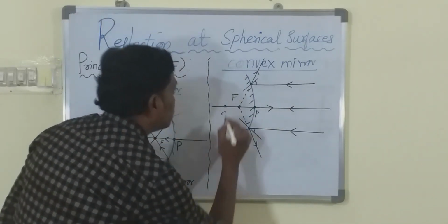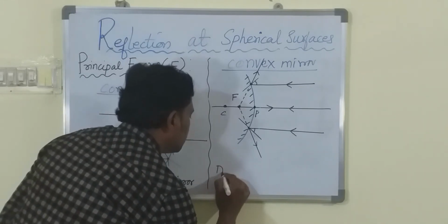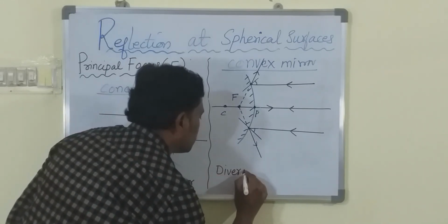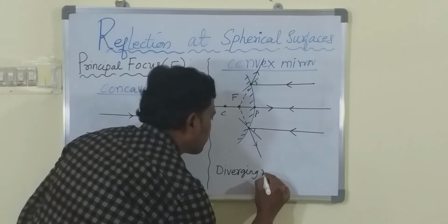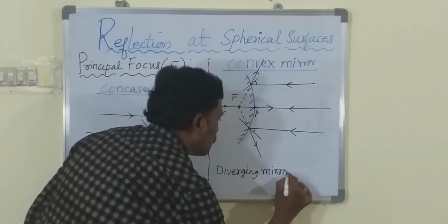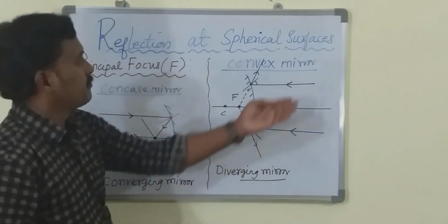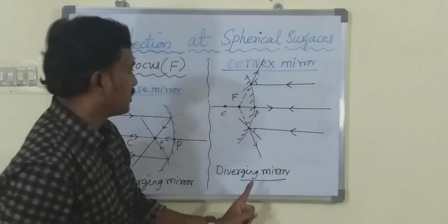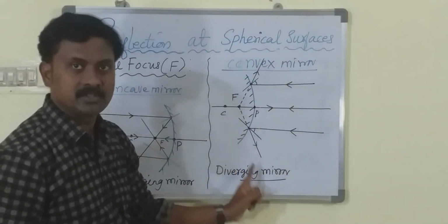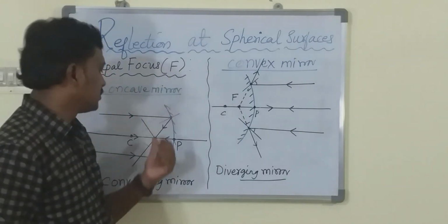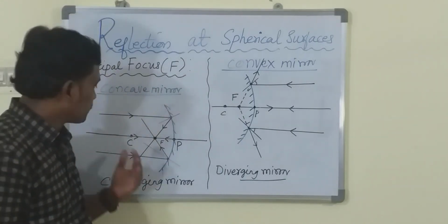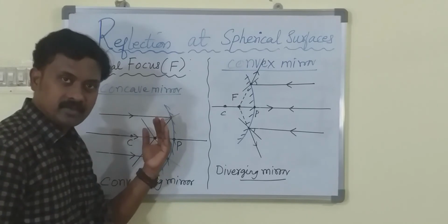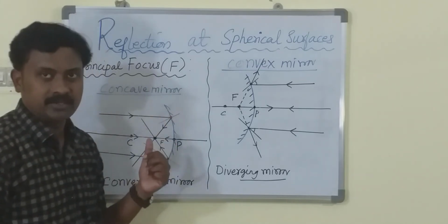I will write: the convex mirror is called a diverging mirror. Why is it called a diverging mirror? Because when a parallel beam of light is incident, the reflected light is diverging. So it's called a diverging mirror. Convex mirror is always called a diverging mirror. And concave mirror is always called a converging mirror. Why? Because when a parallel beam of light is incident, the reflected light actually meets.